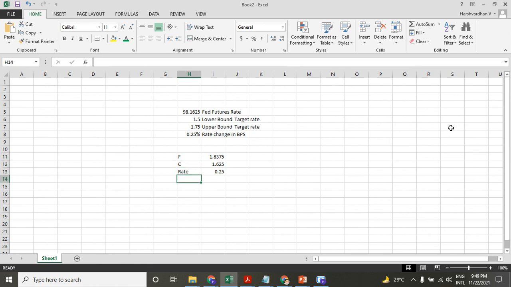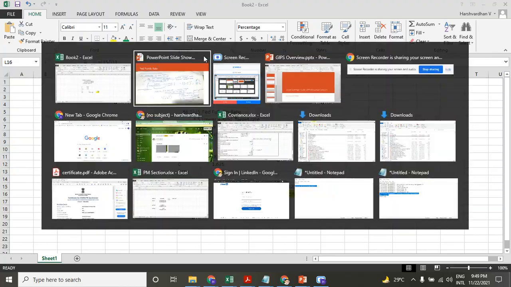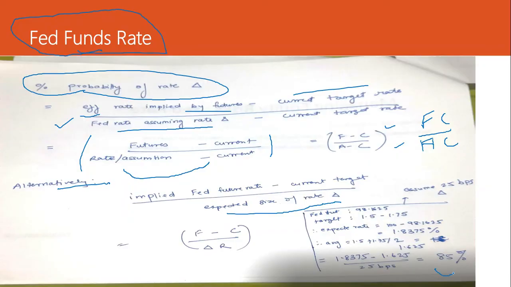Okay. So what is our formula? We have two formula, FC upon AC, so F minus C upon A minus C. Over here we don't have the A component. So we'll use the second formula, F minus C upon rate change. So what is F? F is simply 1.8375. C is this, and this divided by 0.25. In terms of percentage, 85%. 85% is the probability of rate change. So you get 85% over here.